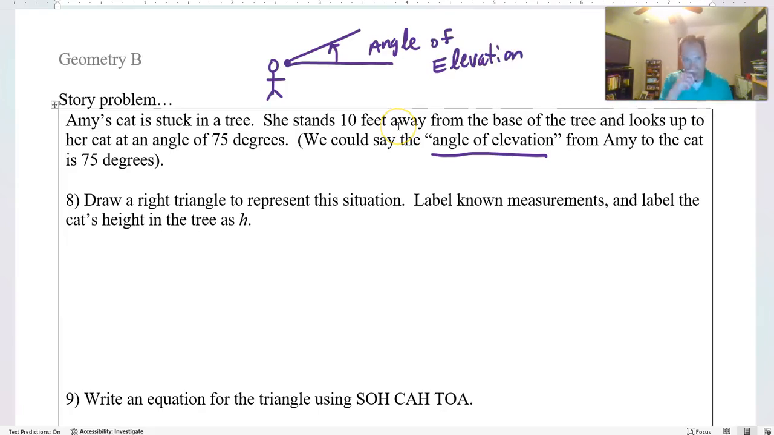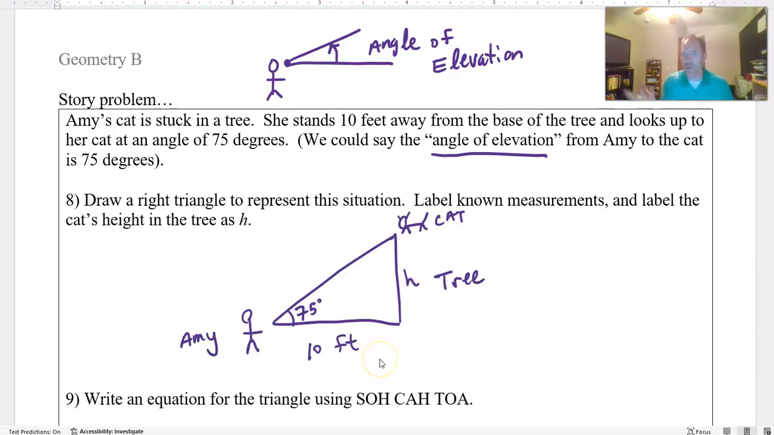All right, so what are we supposed to do here? Number 8 says we're supposed to draw a right triangle to represent the situation, label the known measurements, and label the cat's height in the tree as H. So I encourage you to pause the video if you want to try your own diagram, but I'm going to pause it here and come up with my diagram.